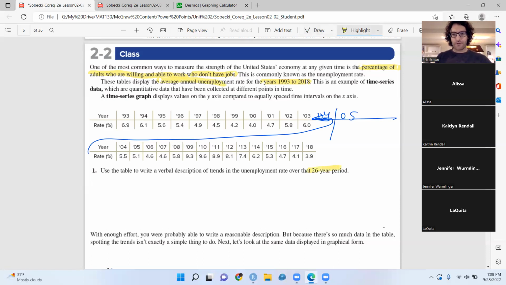It's a 26-year period. I bet some of you aren't even 26 years old. So tell me what these numbers look like to you. What's the trend? What's happening? Based on just reading the table.